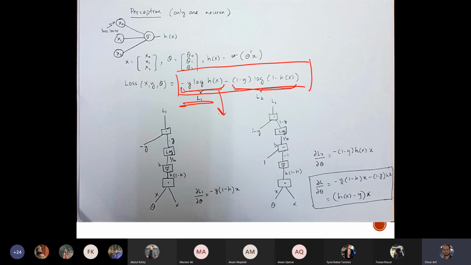This h of x is W transpose x. W, you can write W or you can write theta. So in order to represent that, I have done it over here, in this portion. You have the first input, second input, you multiply them together over here, and then you apply the sigmoid to it.